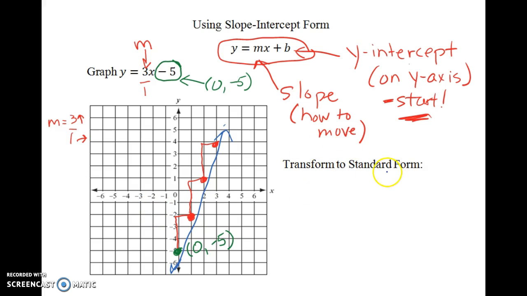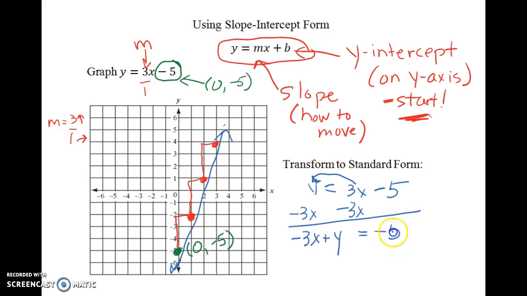The next piece you can see here is we can transform that to standard form. So I can take y equals 3x minus 5. If you remember, standard form has the x and the y piece on the same side of the equation. So somehow we have to move this 3x to the other side of the equation. We can do that by subtracting 3x from both sides. Since x and y are different variables, we can't really combine them. So we just write them next to each other, just like this.